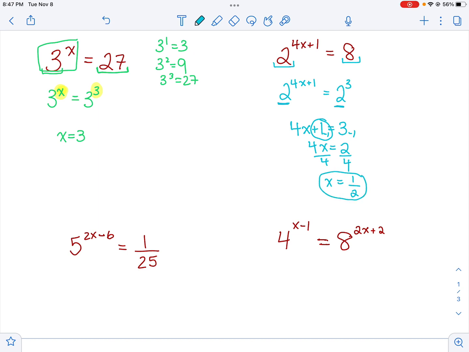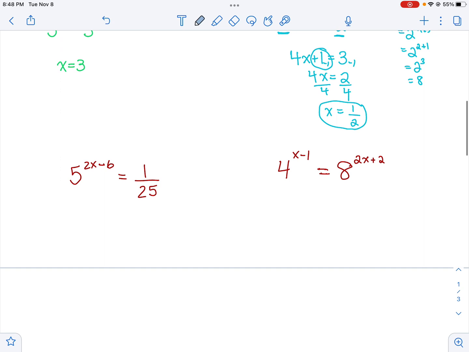And if I wanted to just test that out, if I wasn't really sure, I could take my left side of my equation, 2 to the power of 4x plus 1, and I could input my x value. 2 to the power of 4 times 1/2 plus 1. So 4 times 1/2 would just be equal to 2. And then 2 plus 1 would be 3. And 2 to the power of 3 equals 8. So therefore my left side is equal to my right side. So I know my x value is correct.